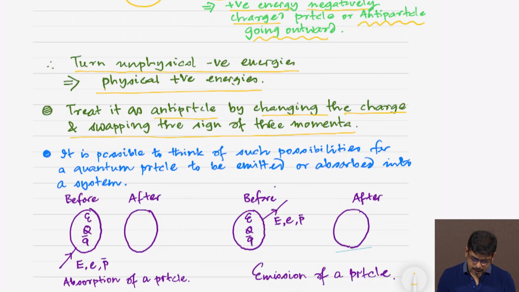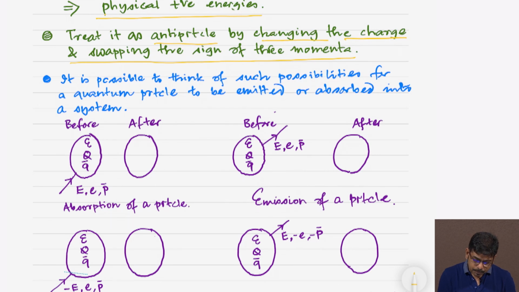There is another way that we can actually draw this analogy. Suppose it is possible to think of these possibilities for a quantum particle to be emitted and absorbed into a system.